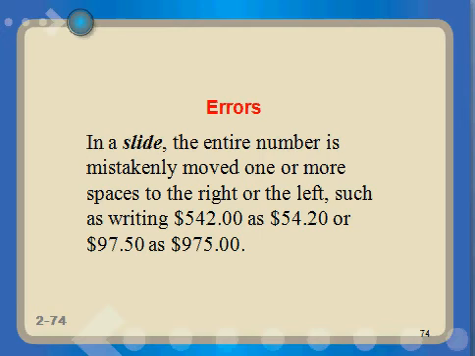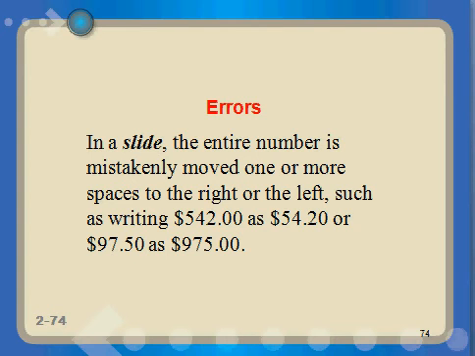Another error that we can make is called a slide error, and that's when we move the decimal over one place, either to the right or the left. So if we took the $542 and wrote it down as $54.20, or we could take $9,750 and write it down as $975. Both of those are slide errors, and they're very common errors also.